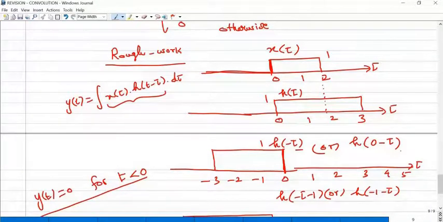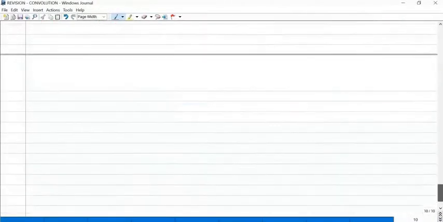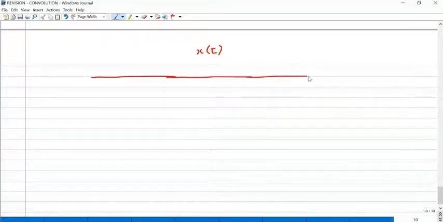So in this example, initially the signal will get partially overlapped. Then the entire signal will get overlapped. Then again you'll get partial overlap. That I will explain to you clearly. So don't think it's complicated that I am drawing so many diagrams. This is all for your understanding purpose only. So 0 to 2, x of tau.